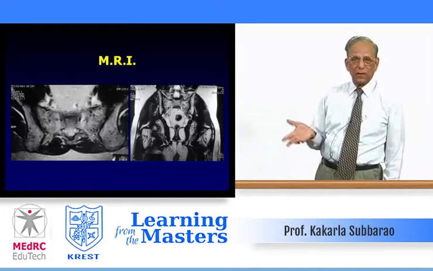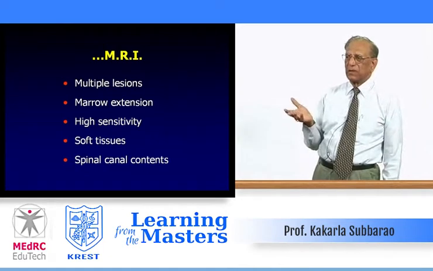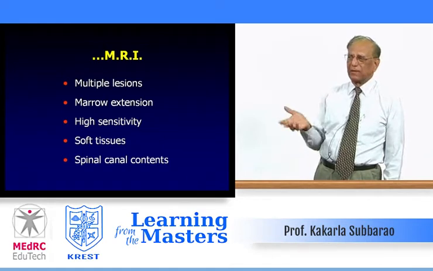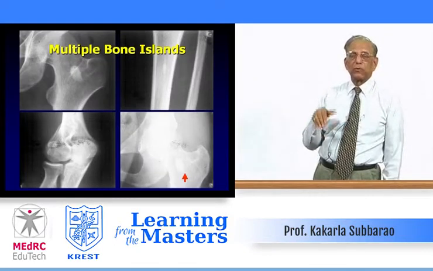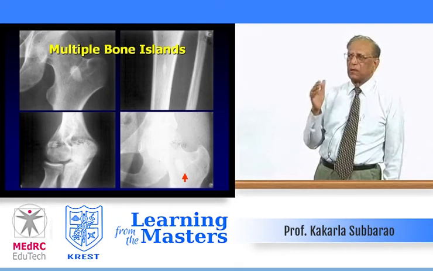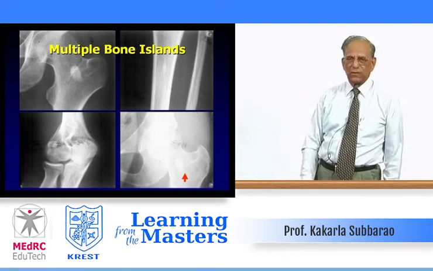Why do you need an MRI? Just to show the appearance on MRI: multiple lesions, marrow extension, high sensitivity, soft tissues. Soft tissues are not generally involved in osteopoikilosis. Spinal canal contents. In order to see all these, you take an MRI. And this is osteopoikilosis. If you see one or two, as commonly seen in routine examinations, they are called bone islands, of no significance.